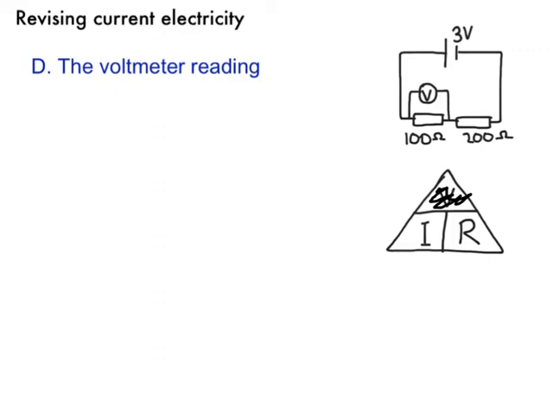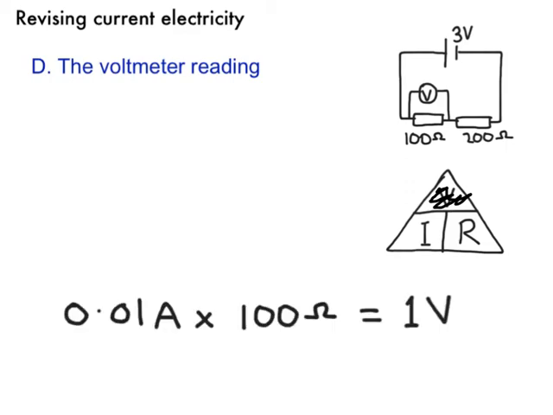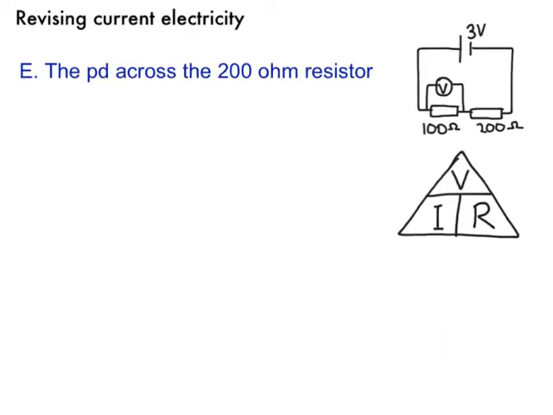So let's have a little look. What have I done to work this out? Well, quite simple really. All I've done is taken the current that we worked out in the last question, which was 0.01 amps, multiplied it by the resistance of the resistor that the voltmeter is across. So I've got 0.01 amps multiplied by 100 ohms tells me the voltage across, remember voltage is always across a component, the voltage across the 100 ohm resistor is 1 volt.